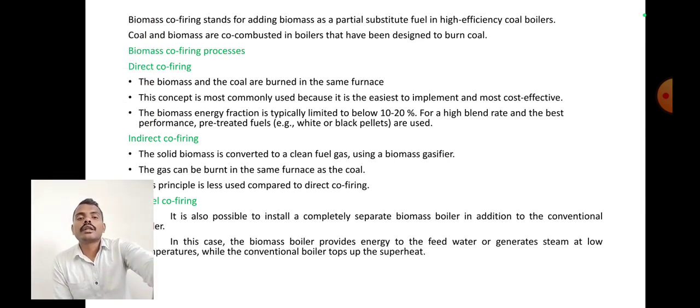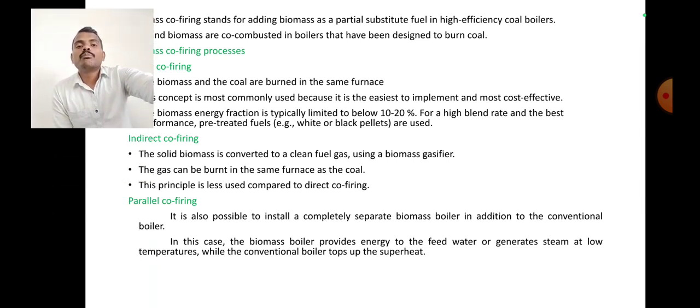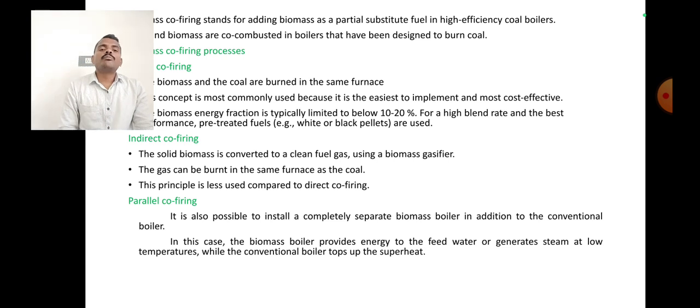Next is the types of firing. Biomass co-firing means that in some cases biomass has a low calorific value, so we combine it with a different type of fuel. Suppose the biomass has a low calorific value; we combine it with coal. It is co-firing: we combine biomass and commercial fuels and burn them.